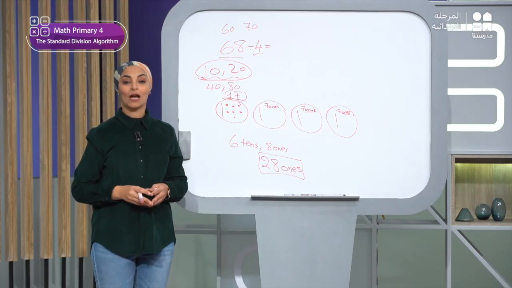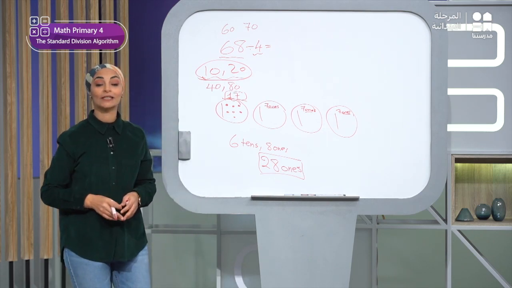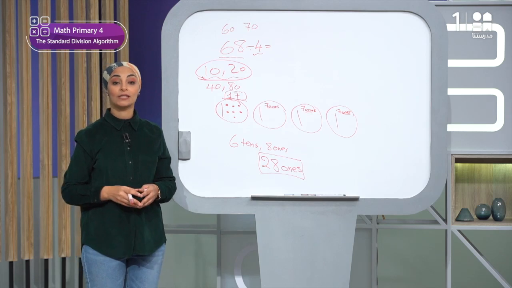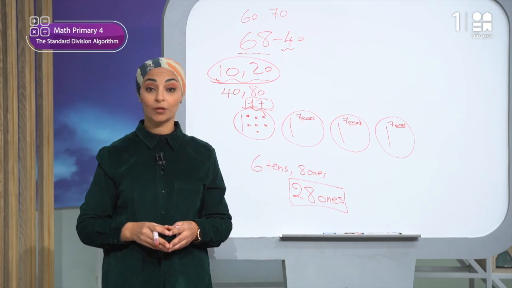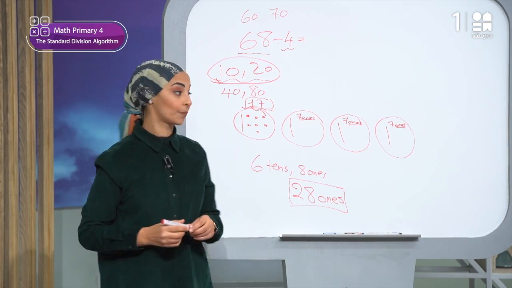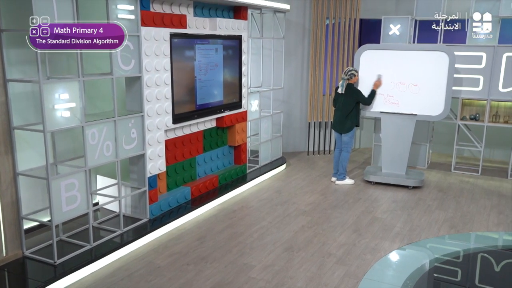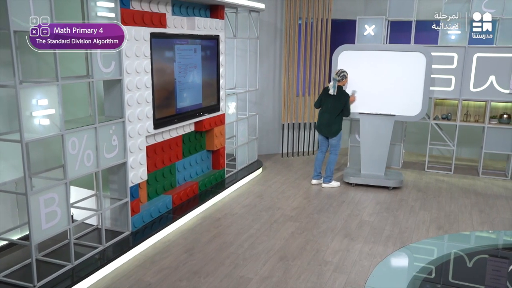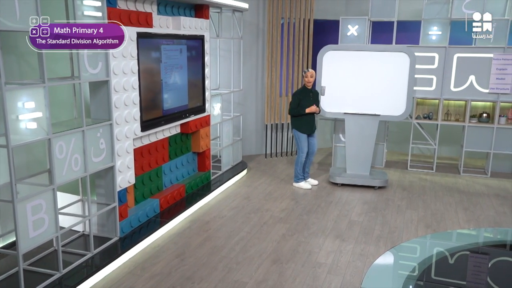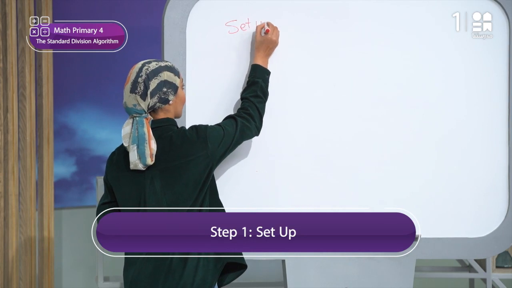Now we will focus on the standard division algorithm, so it is very necessary to know the steps of the strategy. I will write them now on the board. Let's see it all together. Okay, now let's write the steps here. Here I have step number 1. I will set up the number. Okay, so step number 1 is set up.